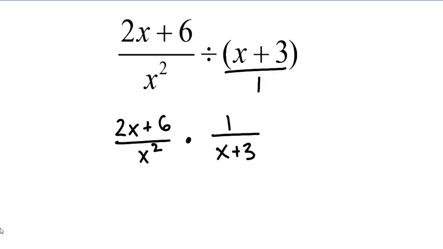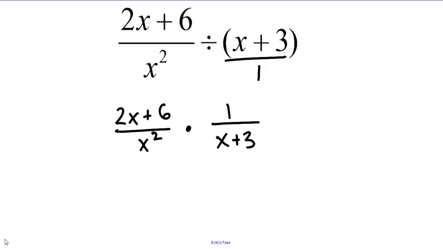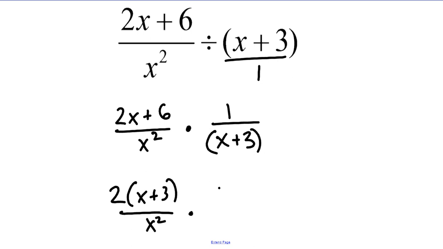Let's factor it first, so I might be able to find any common factors. If I look, x squared can't be factored. X plus 3 is already x plus 3. That already is a factored expression. 1 is the number 1. The 2x plus 6 can be factored. I can do greatest common factor factoring. I can divide out 2, the biggest number that goes into 2 and 6. I can't divide any x's out, so I get 2 times x plus 3 over x squared times 1 over x plus 3.